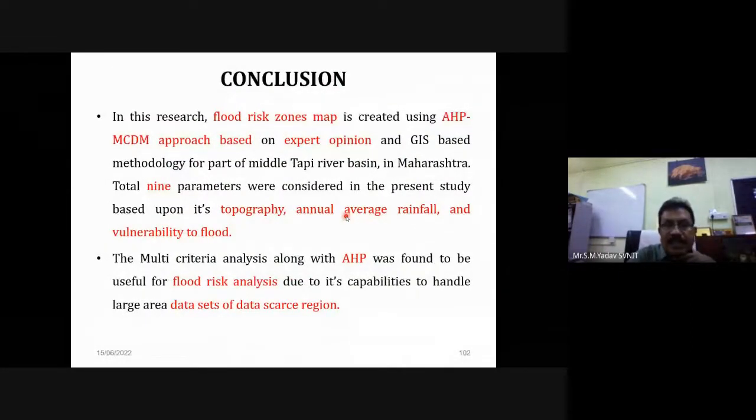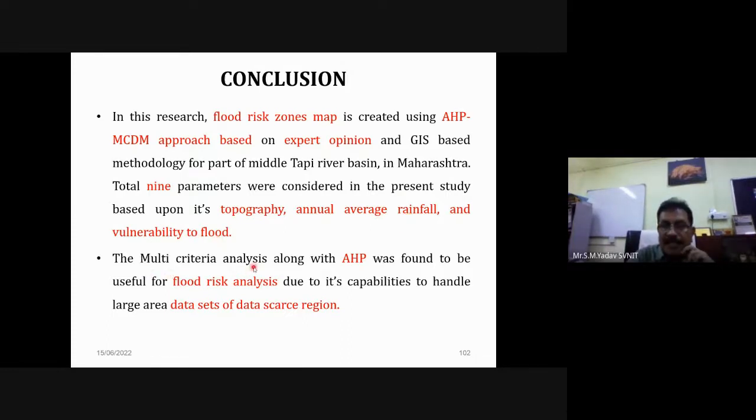So in this research, a flood risk zones map is created using the AHP MCDM approach based on expert opinion and a GIS-based methodology for part of the Middle Tapi River Basin in Maharashtra. A total of 9 parameters were considered in the present study based upon topography, annual average rainfall, and vulnerability to flood.